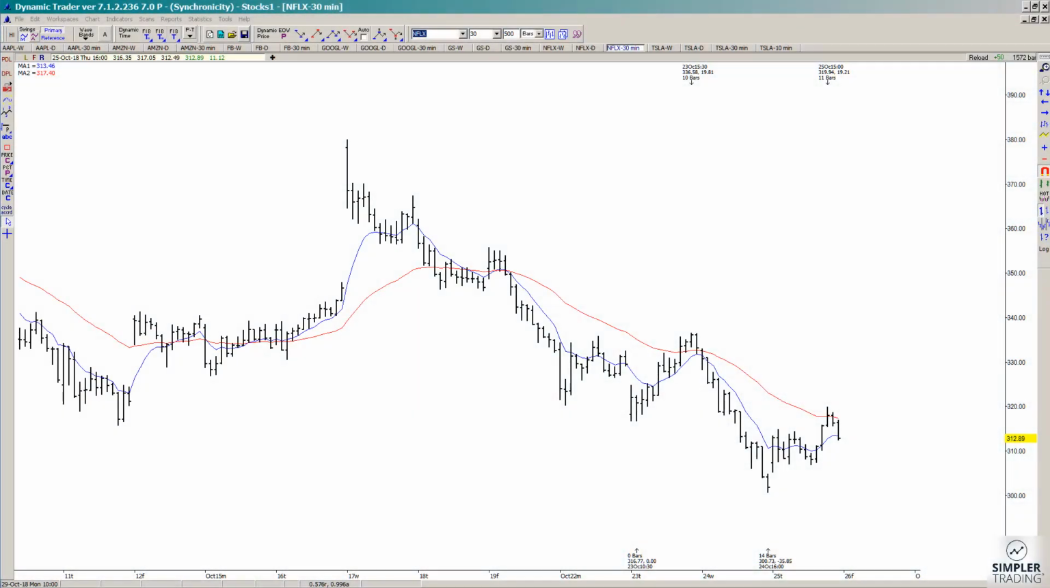Okay, in today's video we're going to go over one of the setups that I put out late in the session today, and it was in NFLX. I'm going to show you how I found it, and I'm also going to show you an example of a trigger.